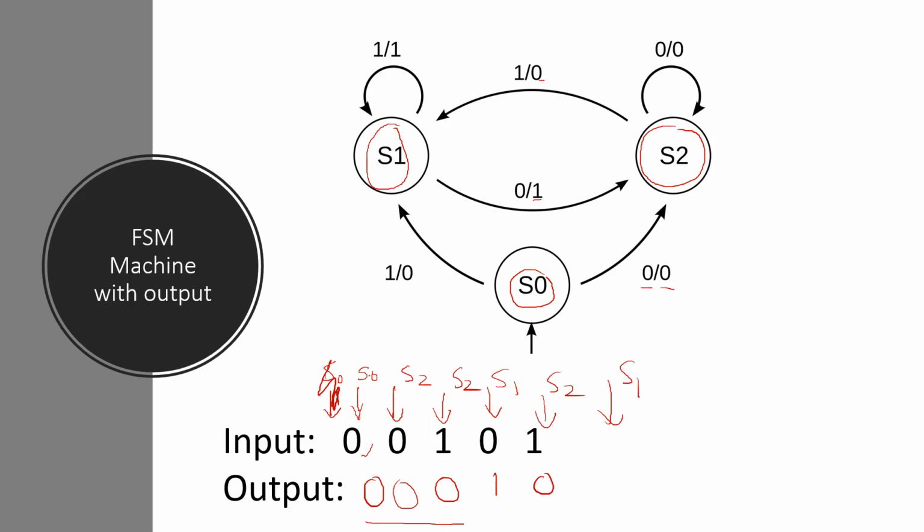So now here's the output we get from this, and the final state we end up in is S1 because we ran out of the input stream.